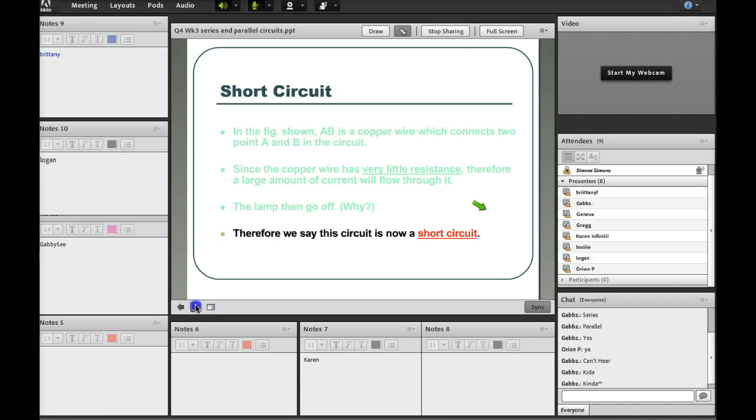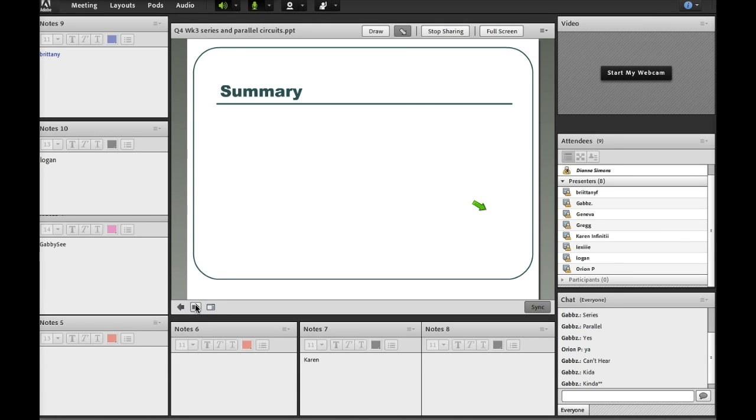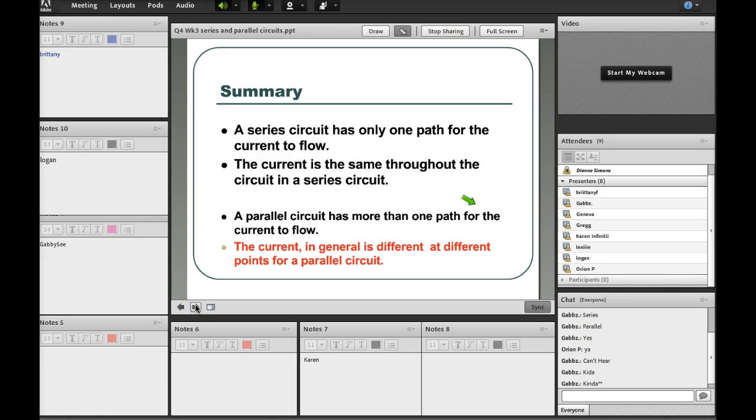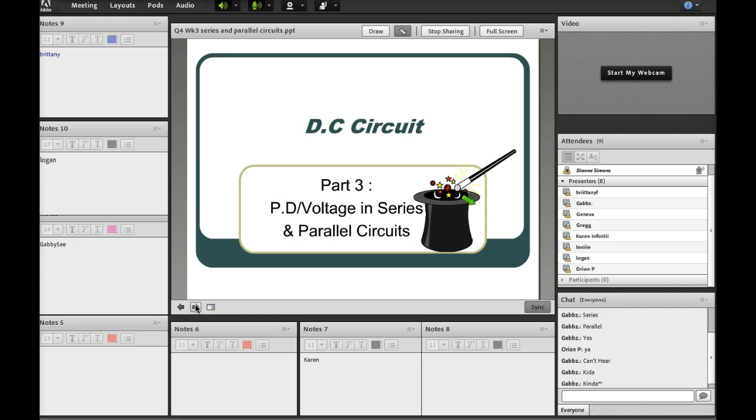Okay, so then we say it's a short circuit. So in a series circuit, there's only one path for the current to flow, and that means that if something goes out, it all goes out because it doesn't short circuit, it opens the loop. And then in a parallel, there's more than one path for the current to flow, so one of them can go out and the others can still stay lit. And the current is different in each part of those loops.